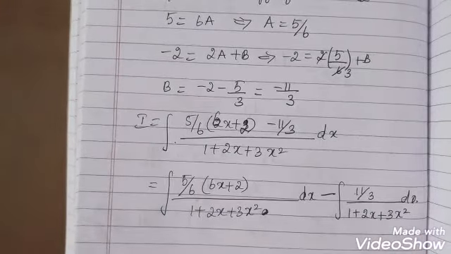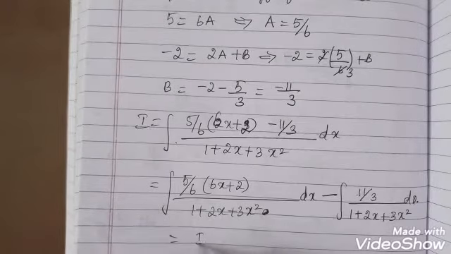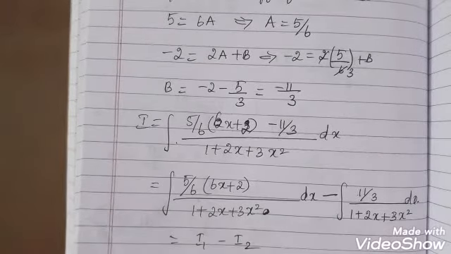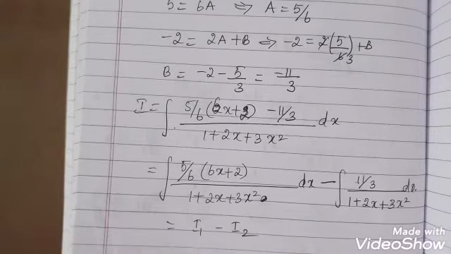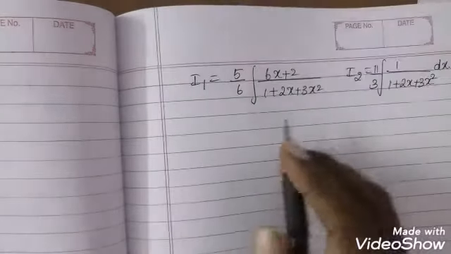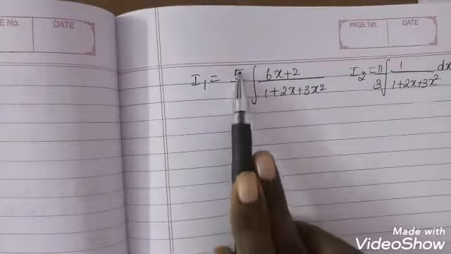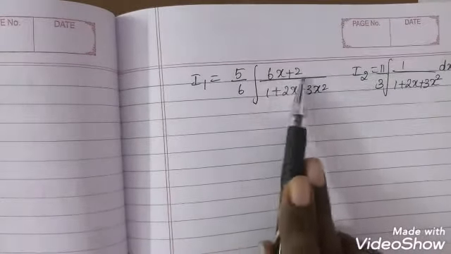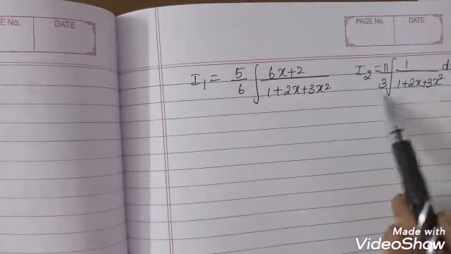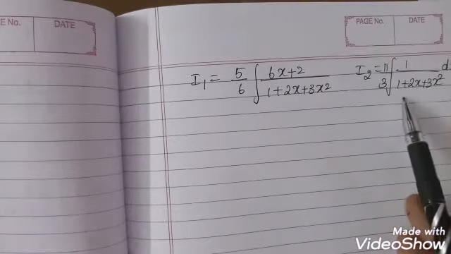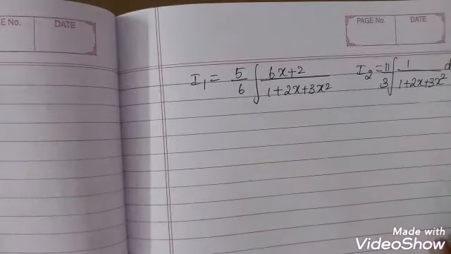So if you see, you've got two integrands. I can write this as I1 minus I2. This is how you get here. So we'll find out what I1 and I2 are, then we'll find out the answer. My I1 and I2 I have written separately here. I1 is equal to 5 by 6 into integral of 6x plus 2 by 1 plus 2x plus 3x squared, and your I2 is equal to 11 by 3 into integral of 1 by 1 plus 2x plus 3x squared.